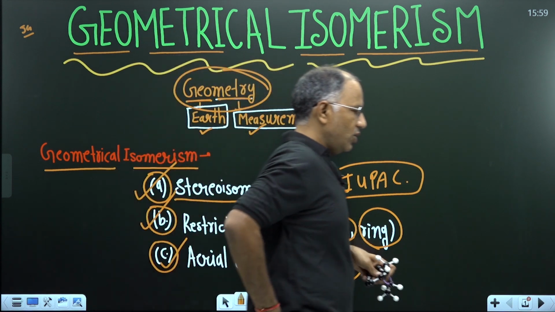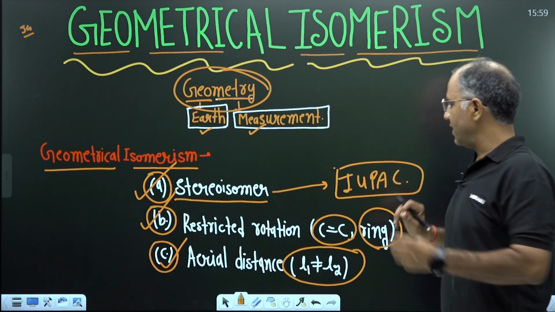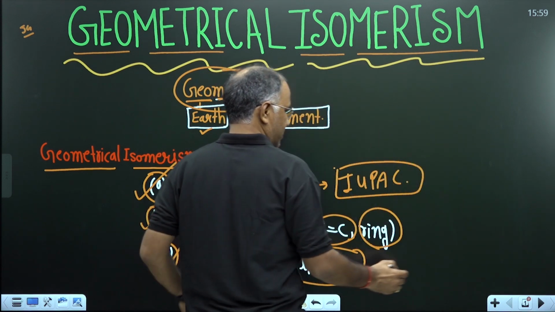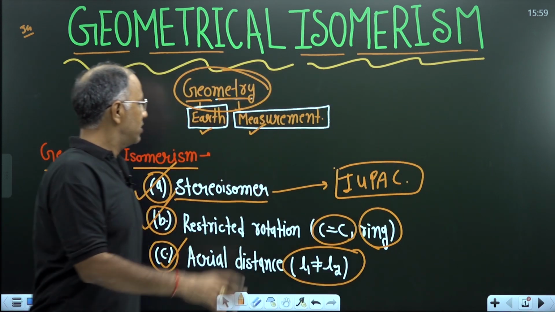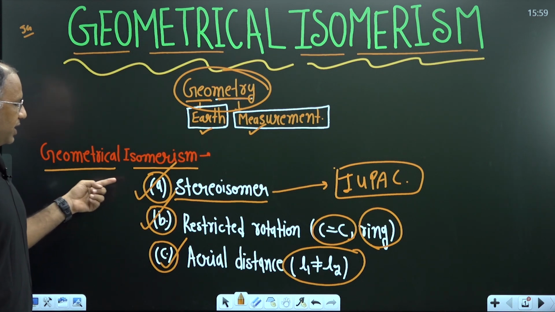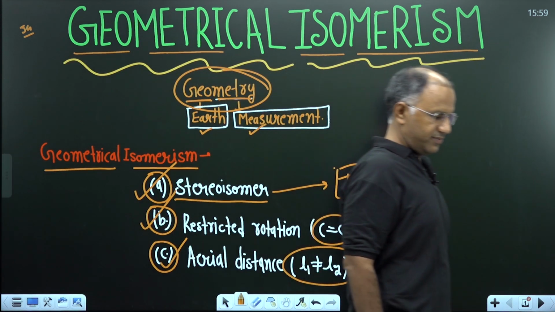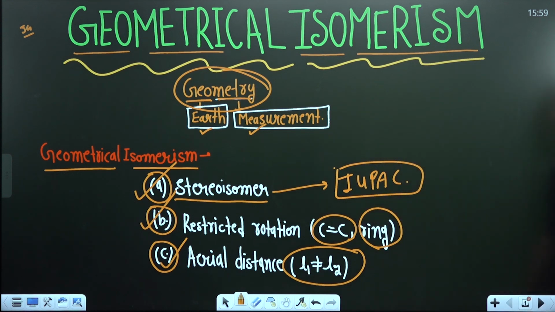Got it? Now let us take some basic examples to explain this. You have to write down: geometrical isomers are stereoisomers, have restricted rotation, and have different areal distance. So first of all, write this down in your class notes. Pause the video and write.